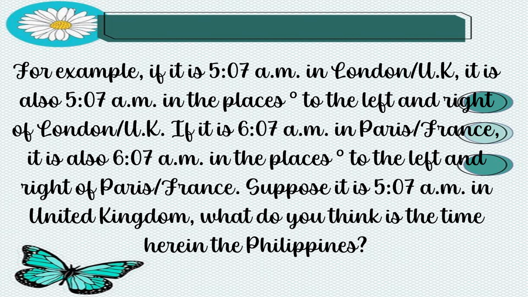For example, if it is 5:07 a.m. in London or UK, it is also 5:07 a.m. in the places to the left and right of London and UK. But if it is 6:07 a.m. in Paris, France, it is also 6:07 a.m. in the places to the left and the right of Paris, France. Suppose it is 5:07 a.m. in the United Kingdom. What do you think is the time here in the Philippines?